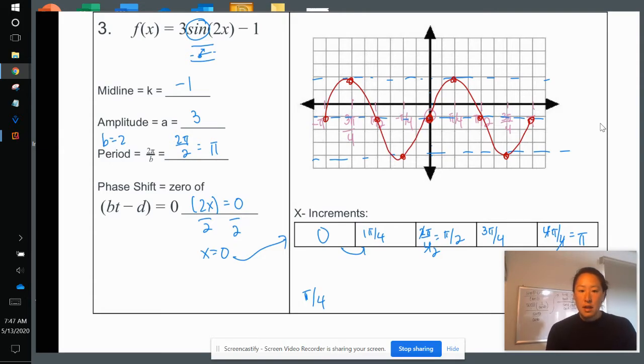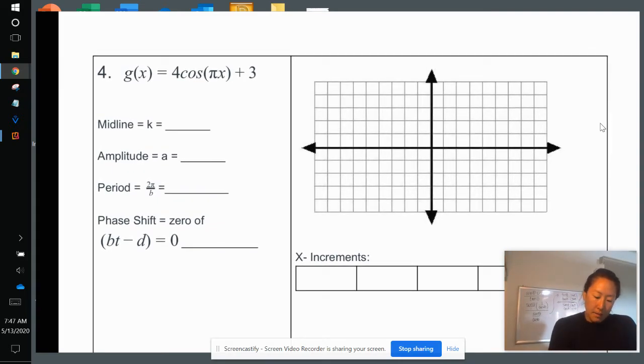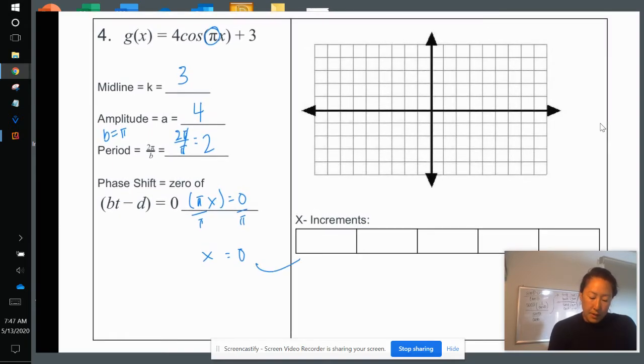Okay, done. Next example. Midline is 3, amplitude is 4, period. This time our b value, our frequency, is pi, so we do 2 pi over pi. That's nice. The pi's cancel, giving me just 2. Phase displacement: pi x is equal to 0 divided by pi. 0 divided by pi is 0, so I get x is equal to 0. Again, that's where we start from, at 0.